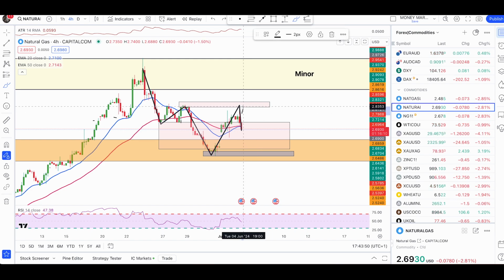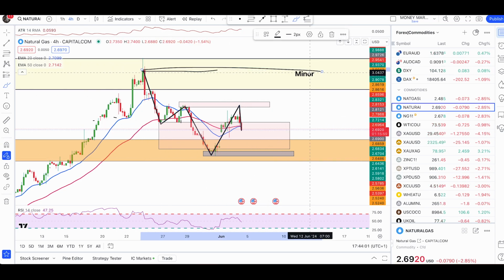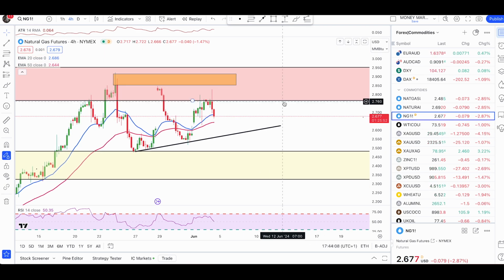Less aggressive entry will be a break of this termination zone above. In that case, we're going to push higher from here and look at the zone above for possible pullbacks from these highs. Now, if you're trading on NYMEX, we do not have a valid head and shoulder pattern, but we can just look for the pullback entry, bullish above 50 EMA.